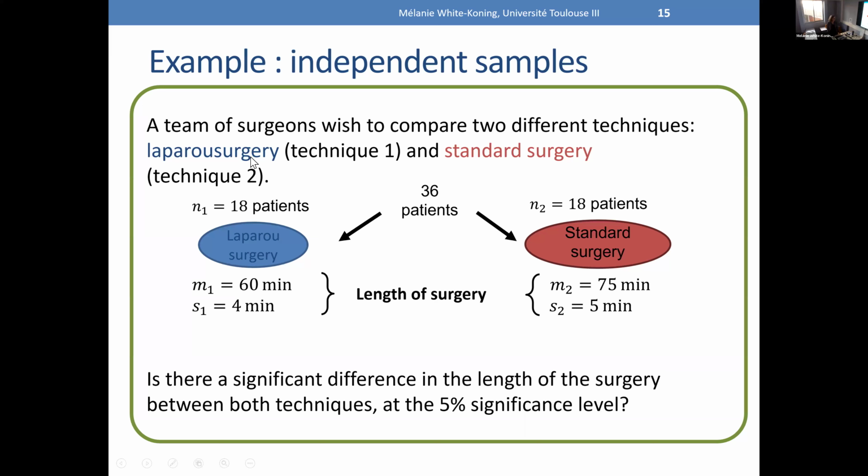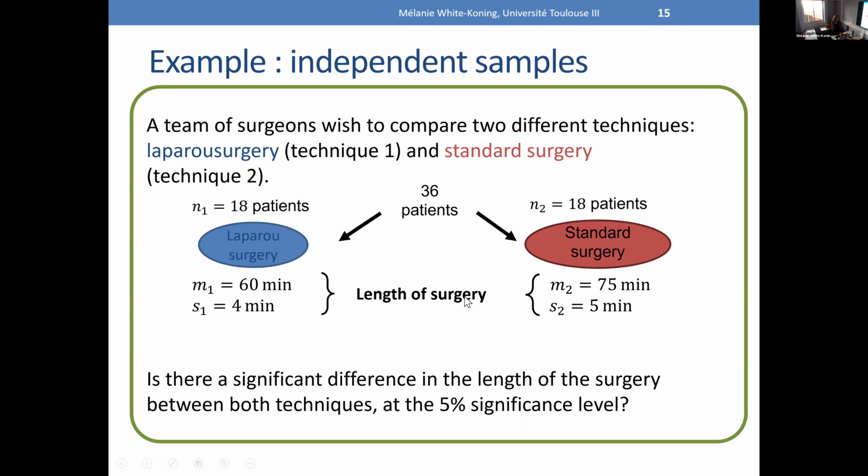Laparosurgery, I don't quite know how you say that. Technique 1, a new surgery, and a standard surgery, technique 2. There are 36 patients, 18 of them will have this type of surgery, and 18 different ones will have the standard surgery. And just in parenthesis, we could have 10 and 26. That would still work. The test would still work. But here we had half and half.